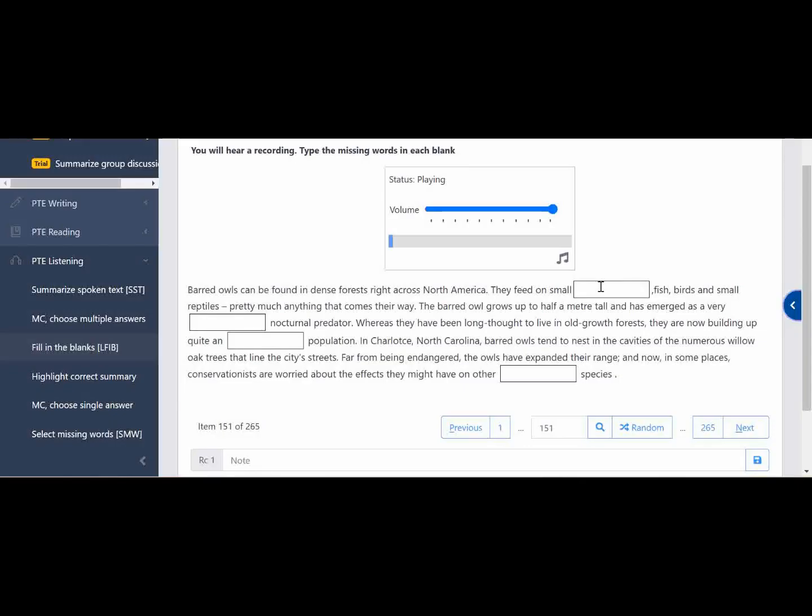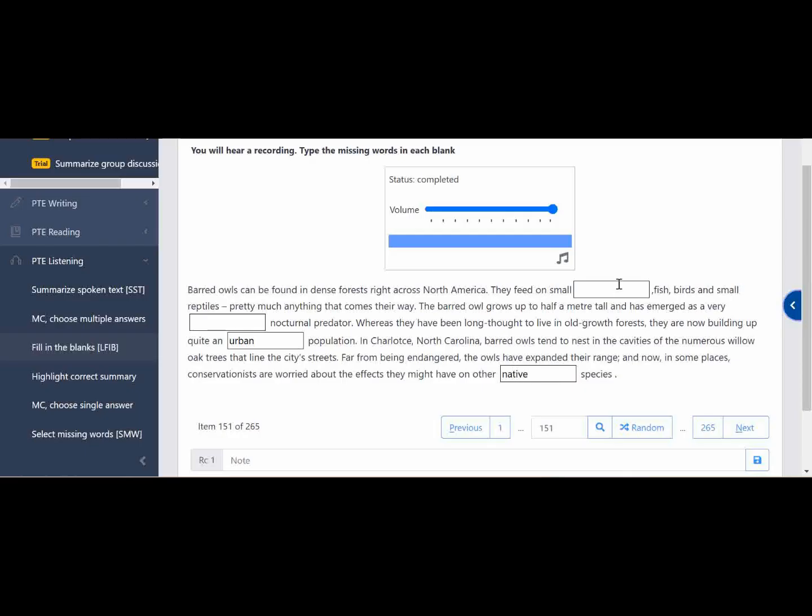Barred owls can be found in dense forests right across North America. They feed on small mammals, fish, birds, and small reptiles, pretty much anything that comes their way. The barred owl grows up to half a meter tall and has emerged as a very adaptable nocturnal predator. Whereas they've been long thought to live in old-growth forests, they're now building up quite an urban population. In Charlotte, North Carolina, barred owls tend to nest in the cavities of the numerous willow oak trees that line the city streets. Far from being endangered, the owls have expanded their range, and now, in some places, conservationists are worried about the effects they might have on other native species.